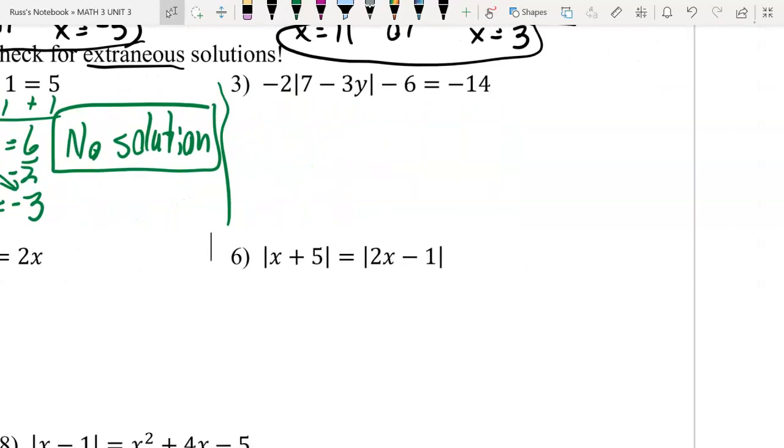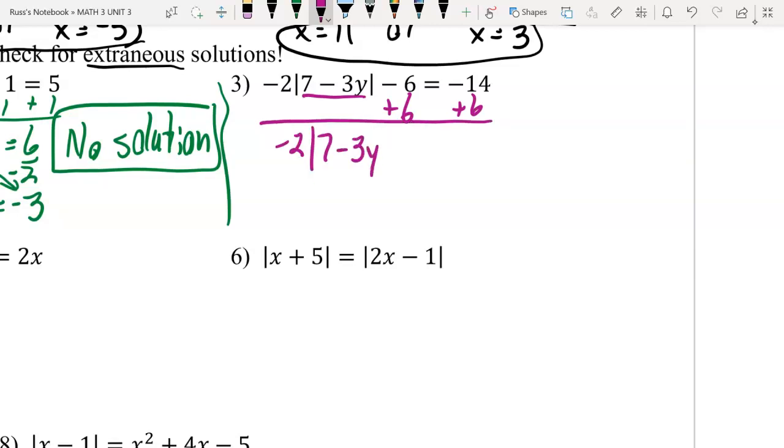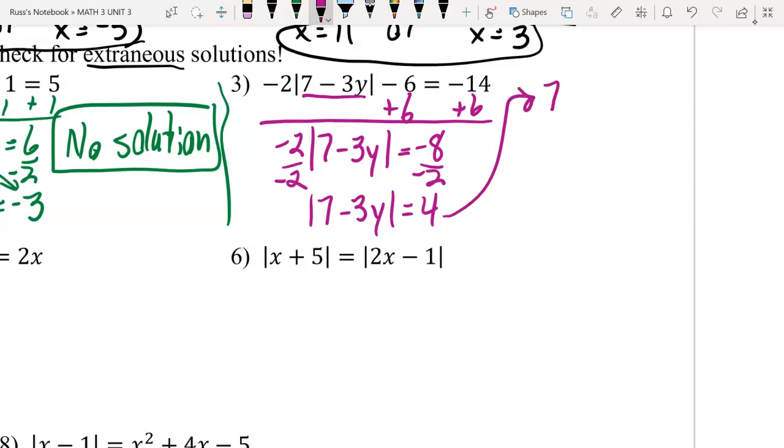All right. Number 3. So again, we have to get this alone. So plus 6, plus 6. Now this one is kind of the reverse of the previous, and here's what I mean. Yes, we have negative 8, but when we divide by negative 2, we get the absolute value of 7 minus 3y equals 4, because we have to get rid of everything not inside the absolute value symbol before we can start to work this out. Okay, so here we go. We can say 7 minus 3y could equal 4, or 7 minus 3y could equal negative 4.